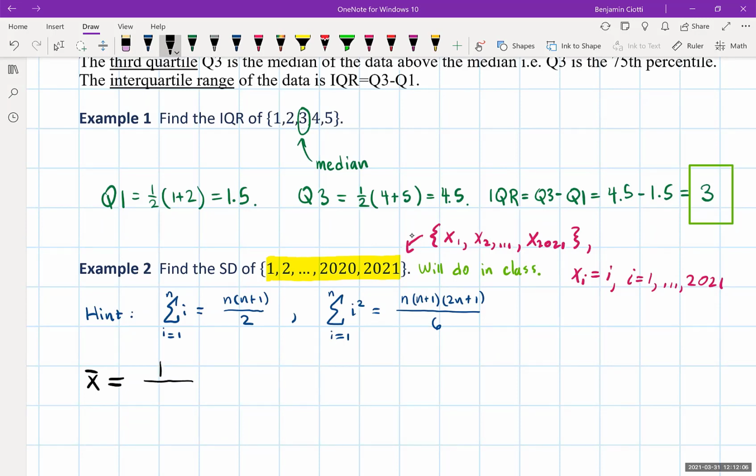So as I said, I'm first doing the mean. So I need to add up all the values and divide by how many of them there are. So let's see, there's 2021 of them. And adding them all up means 1 plus 2 plus all the way up through 2021. And I'm going to write that with summation notation.